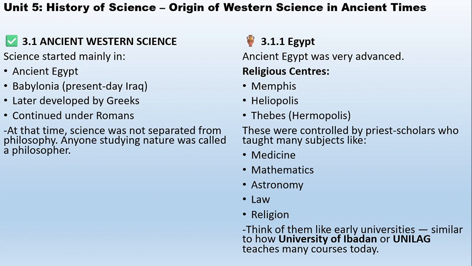In those days, all the philosophers, all the people that studied nature, used religion to interpret it. They observed it in a religious way. That is why science started in Egypt, because they had big and very advanced religious centers. They were able to observe nature and use religion and myths to break it down. They had religious centers like Memphis, Heliopolis, and Thebes.